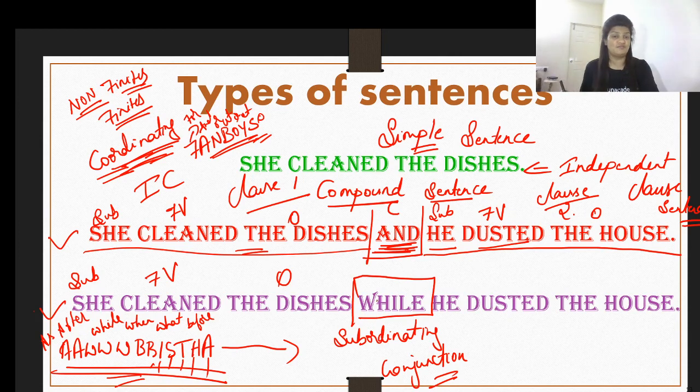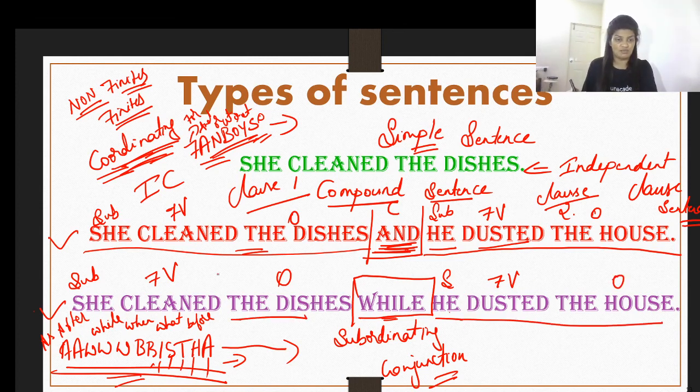Remember or differentiate between coordinating conjunctions and subordinating conjunctions. Coordinating conjunctions take the acronym FANBOYS, whereas subordinating conjunctions take the acronym AUBISTA. So what do we have over here? Coming back to the statement, she cleaned the dishes while he dusted the house. So here we have another subject, finite verb, and the object. So again, we have two clauses over here. Clause number 1 and clause number 2.